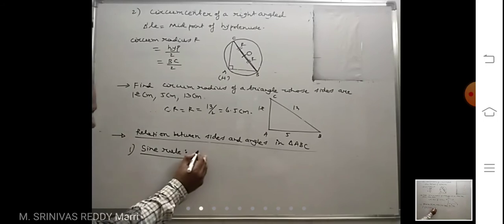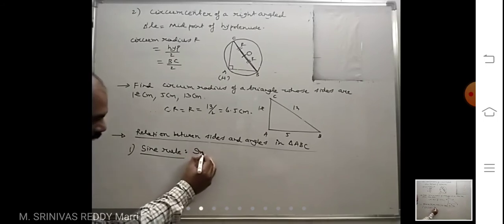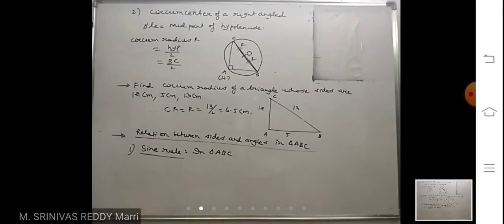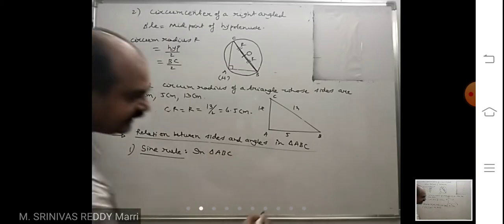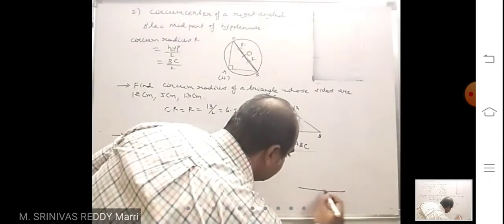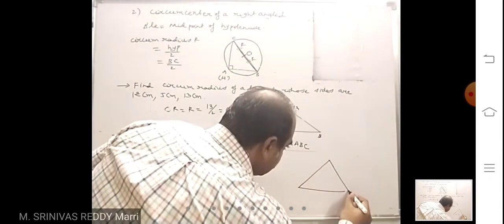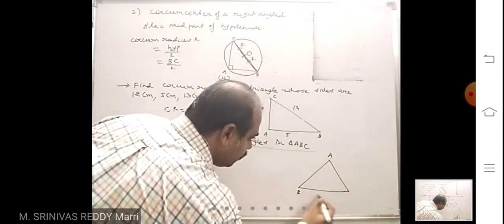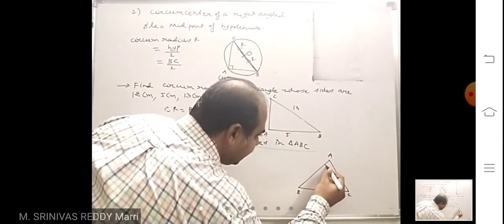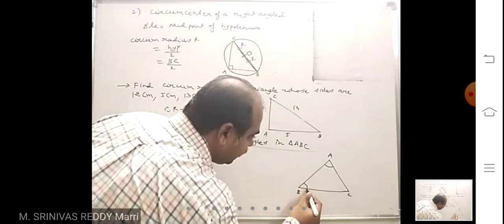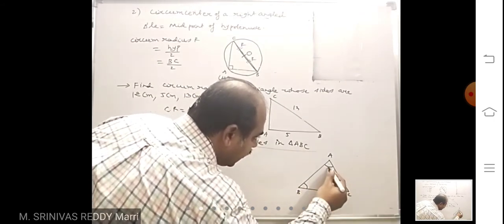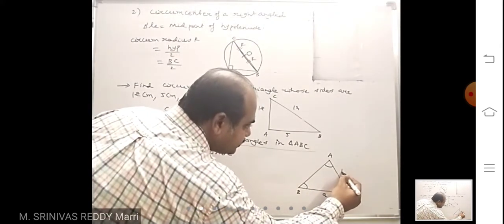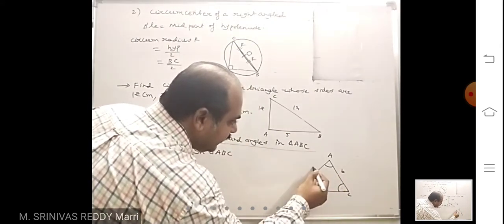Sine rule says that in triangle ABC, let us take a triangle A, B, C. This is angle A. This is angle B. This is angle C. Opposite to angle A, side a. Opposite to angle B, side b. Opposite to angle C, side c.